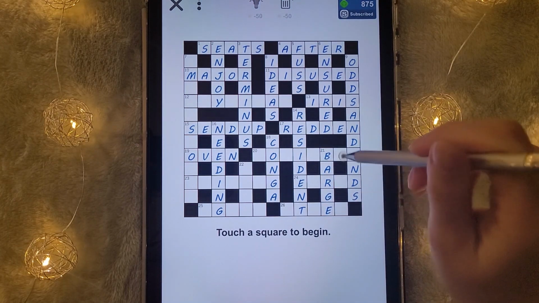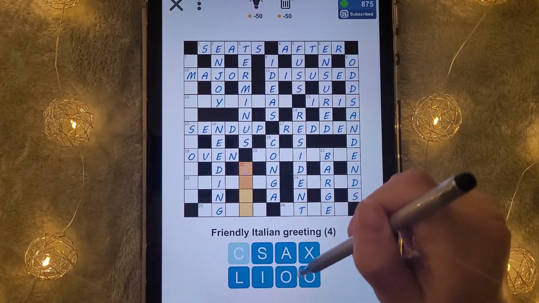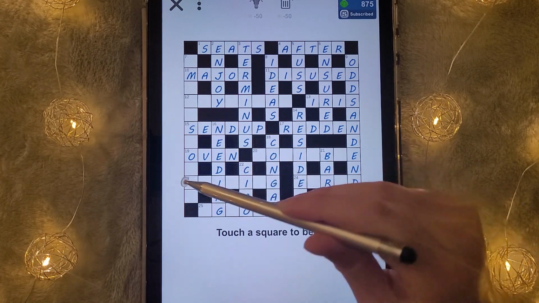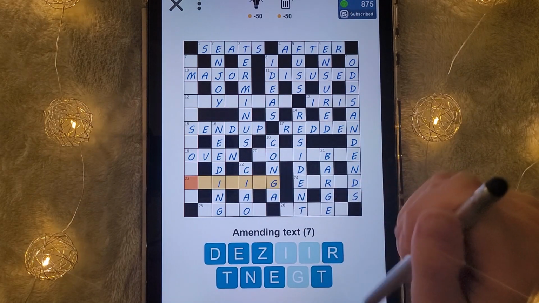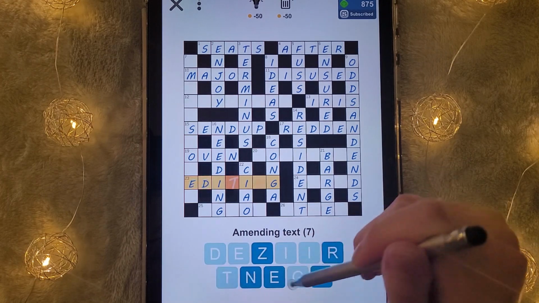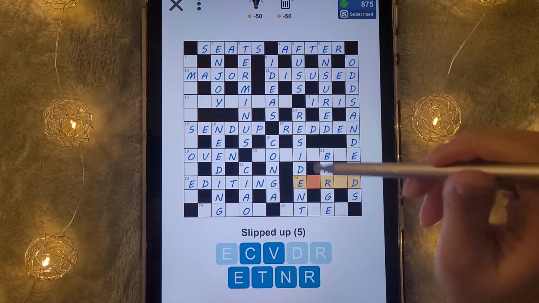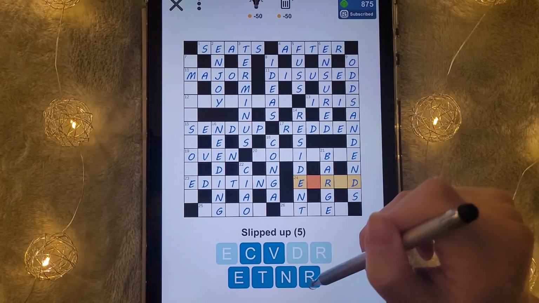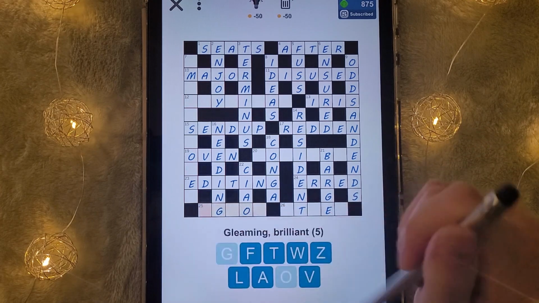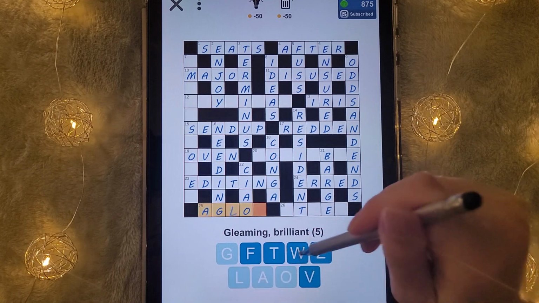So let's move to 22 down. Friendly Italian greeting. I think that is ciao. And 23, going this way. Amending text. I think that is editing. 24 across. Slipped up. I think that would be aired. 25 across. Gleaming brilliant. I think aglow.